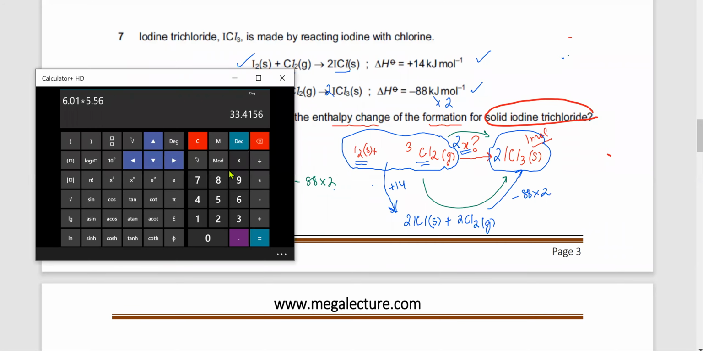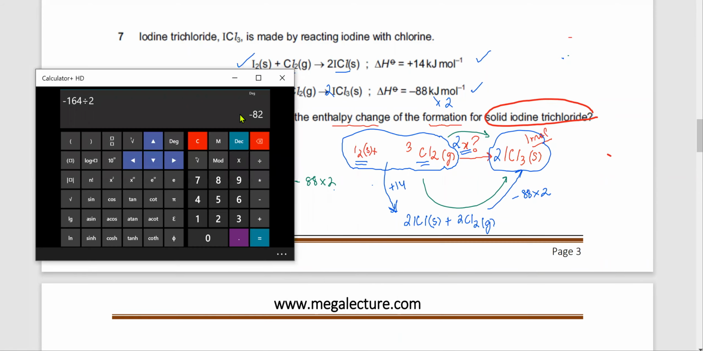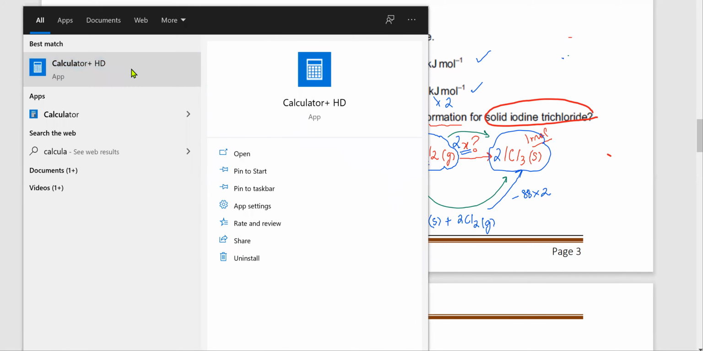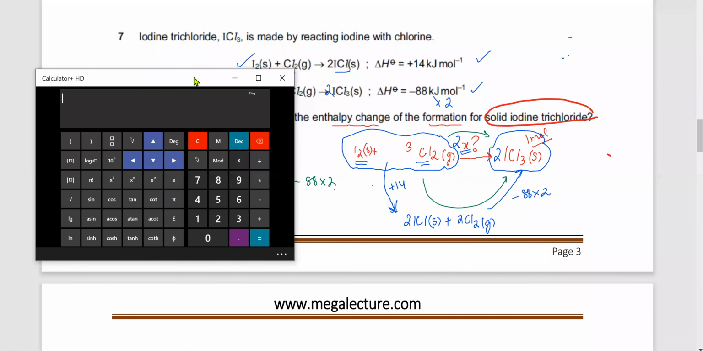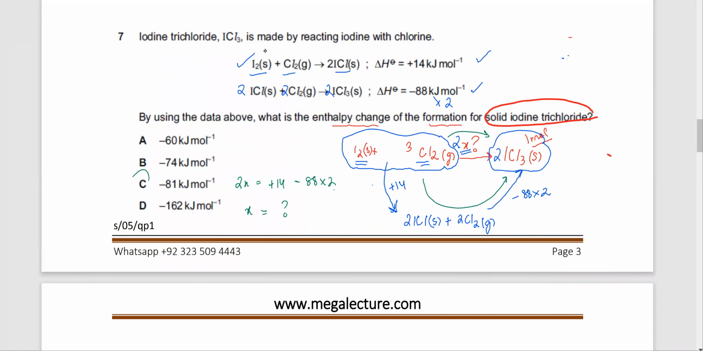Do you have calculators, please? I'm going to try and do this over here. It's 14 minus, I think, 88 times 2. And I think I need to divide minus 164 by 2. And I'm getting minus 82, which is not even an answer. Why am I getting minus 81? What was the calculation that I did wrong? It is C, but why am I getting the wrong value? It's 14, and then it's minus 88 times 2. Okay, I don't know, for some reason I was getting minus 164. Okay. So the answer is going to be C.